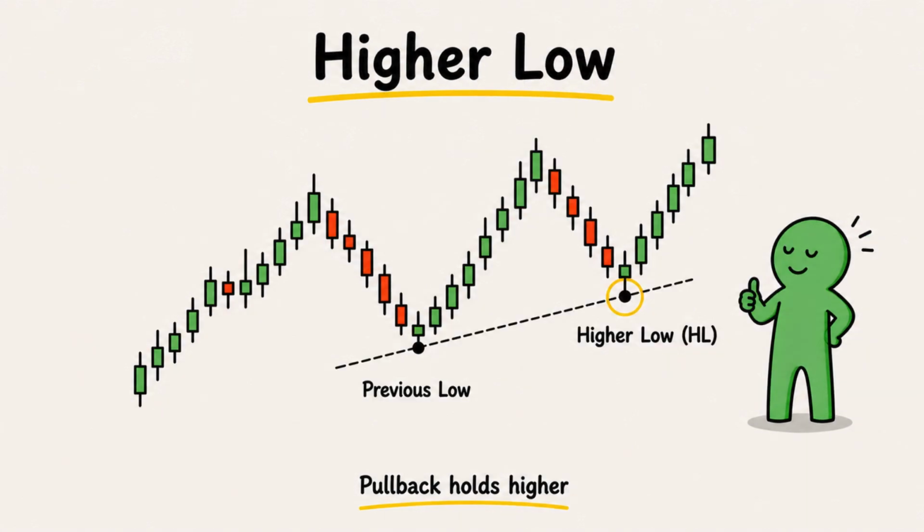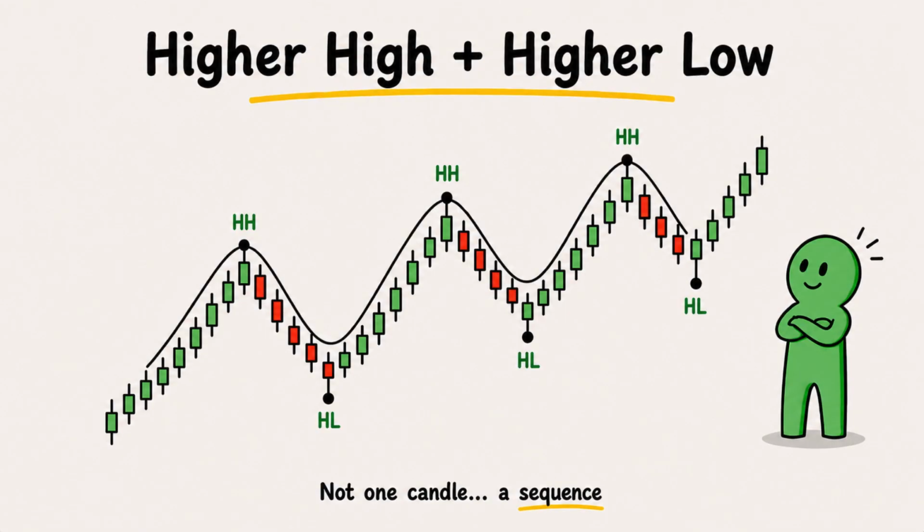Higher high, higher low, higher high, higher low. That sequence defines an uptrend. Not one candle, not one breakout. A sequence. Now flip it. When price moves down, it creates lower lows and lower highs. That sequence defines a downtrend.